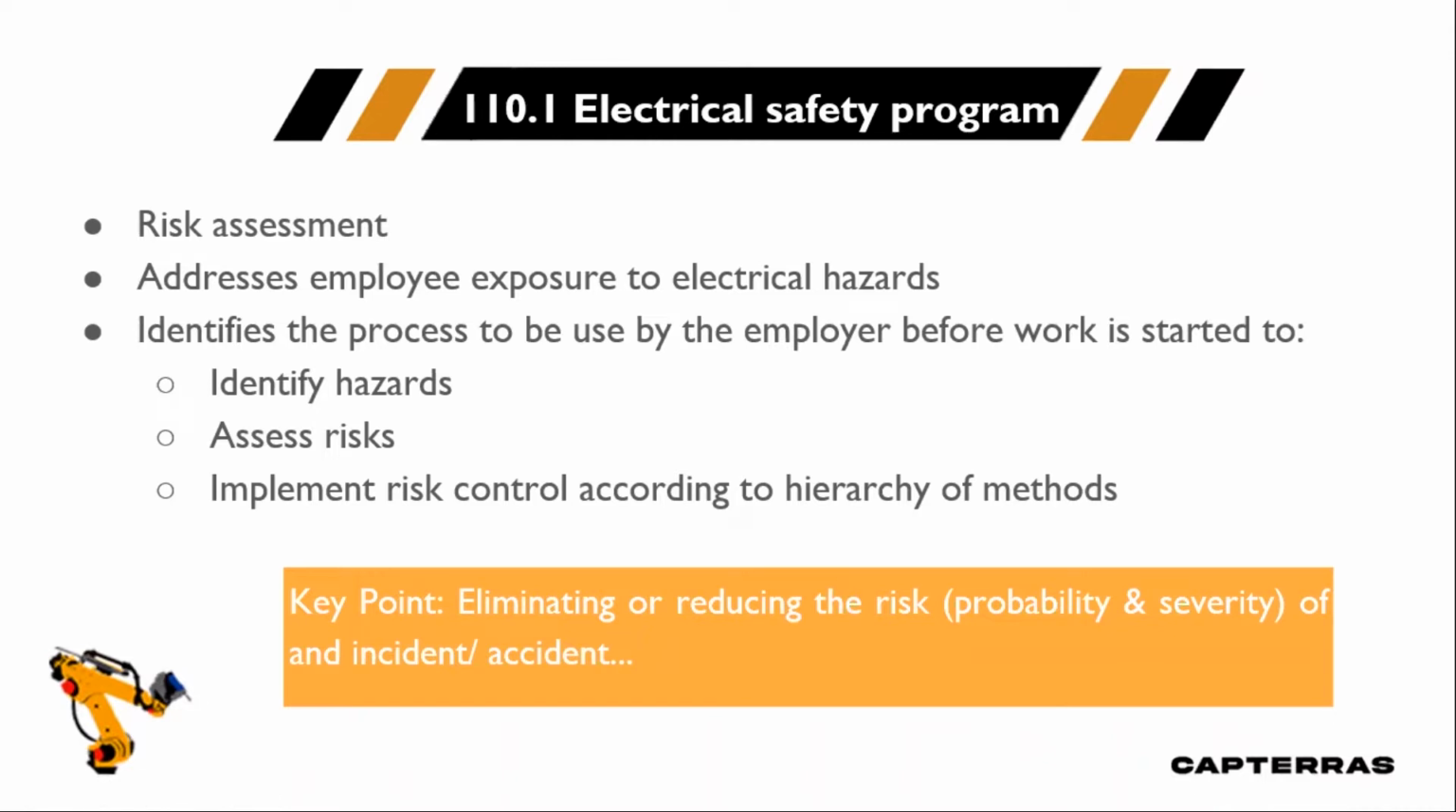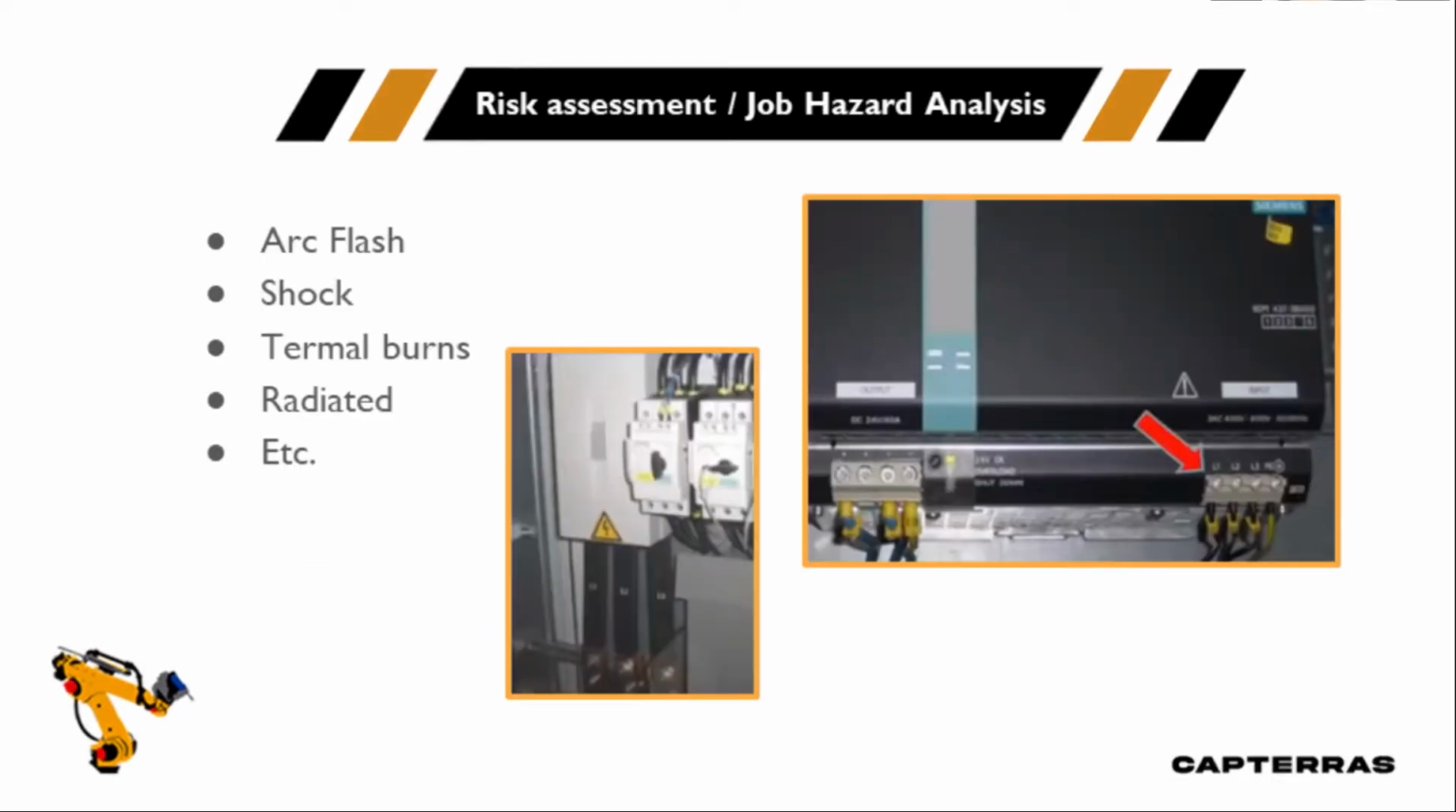It talks about risk assessment, addressing employee exposure to electrical hazard, and helps to identify the process to be used by the employer before work is started to identify hazard, assess risk, and implement risk control according to the hierarchy of methods. And the key point of the electrical safety program is to eliminate or reduce the risk of the accident in the workplace. Some examples of risk assessment job hazard analysis can be arc flash, shock, thermal burns, radiant, amongst others.